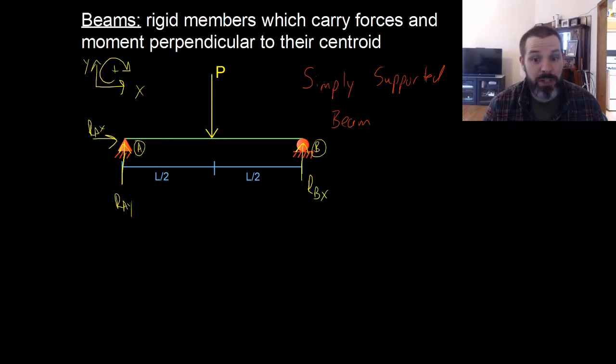Since we have 3 equations and 3 unknowns, we can use our equations of equilibrium to solve for the beam reaction forces. Our 3 equations of equilibrium are the sum of the forces in the x direction, the sum of the forces in the y direction, and the sum of the moments around any point we choose.